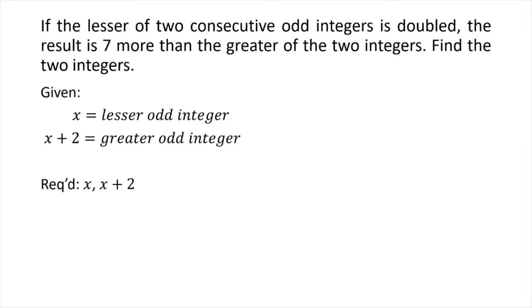To solve for x, let's set up the equation based on the conditions given. If the lesser of the two consecutive odd integers, this is talking about x, is doubled, meaning multiply by 2, the result is 7 more than the greater of the two integers. The greater of the two integers is x plus 2. Then you add 7, right?